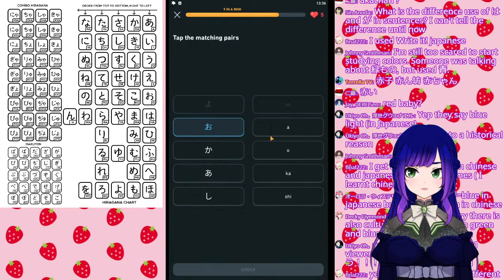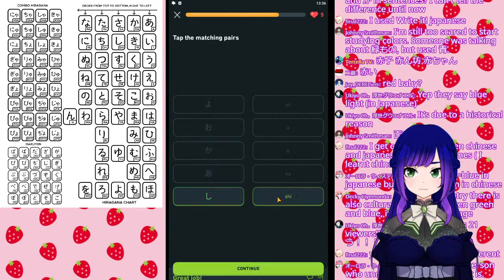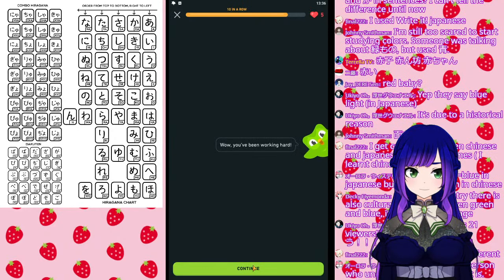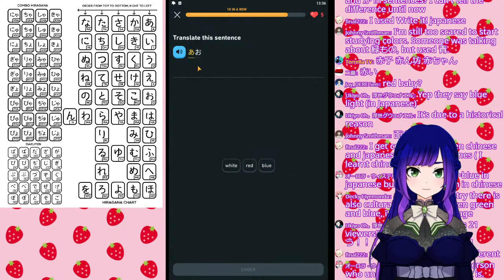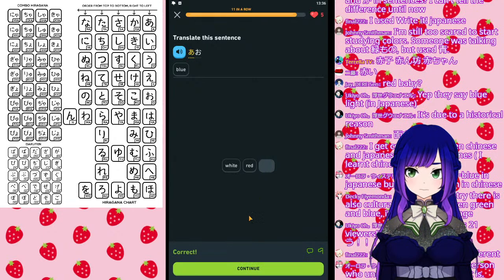Here we go. You guys say it with me, okay? On the screen, I don't care where you are. You've got to say it. あ, あ, あ, し, し. 青, it came up. Do you guys remember? 青 is blue. White is 白. Red is 赤. No, I won't say it.